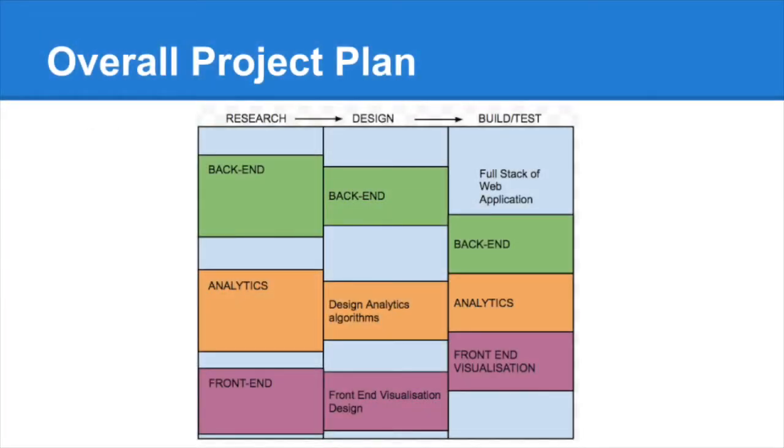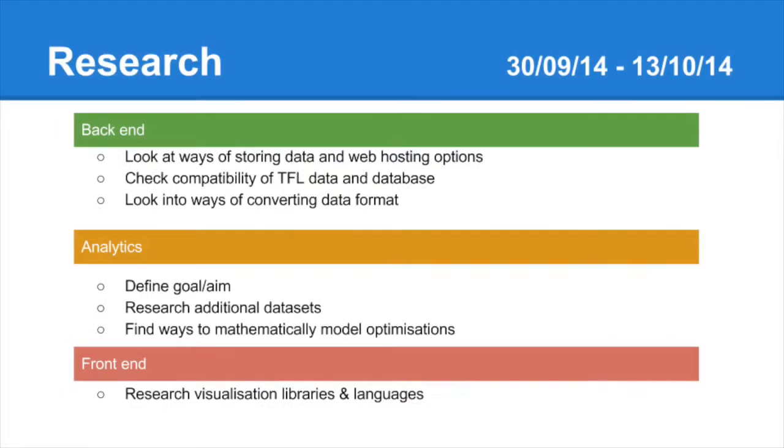This diagram clearly shows different stages of our overall project plan, beginning with research, following through design, and finally the building and testing stage. The first stage was research. Each subgroup was allocated specific tasks. The back-end research looked into ways to store data and web hosting options, ways to convert data format, and checking the compatibility of TfL data.